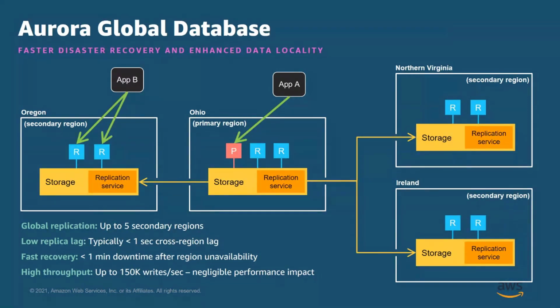What about the performance? Global database supports very high throughput, which is generally a bottleneck and a cause of pain and latency when you think of any replication technology for any database engine. Global databases support up to 150,000 writes per second with very negligible performance impact. And we will see in the next few slides how global databases make it happen.